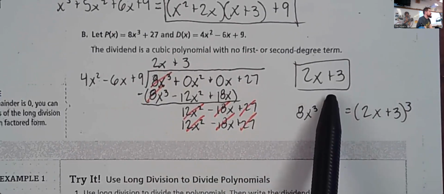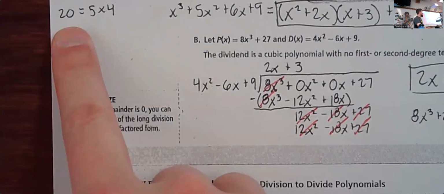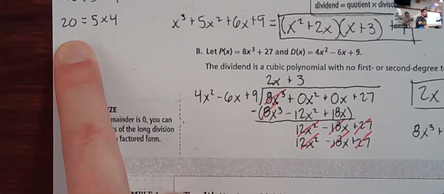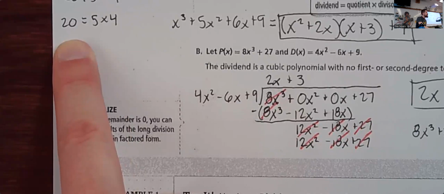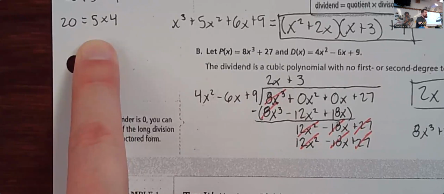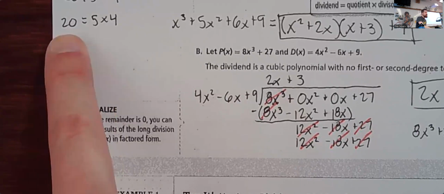Now, what this also tells us is, listen up, this is another important idea. Actually, let me talk about regular numbers for a second. With 20, 5 and 4 multiply to equal 20, but if you can multiply two numbers to equal a larger number, that means that the two smaller numbers are factors of the larger one, right? 5 is a factor of 20. 4 is a factor of 20.